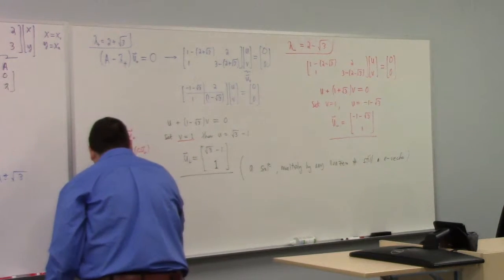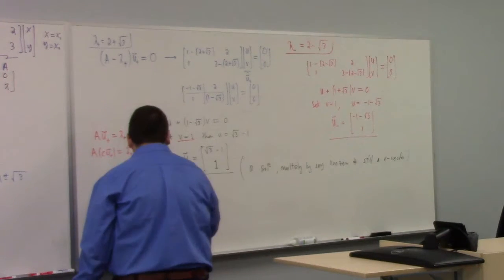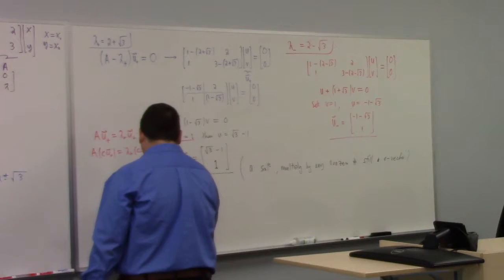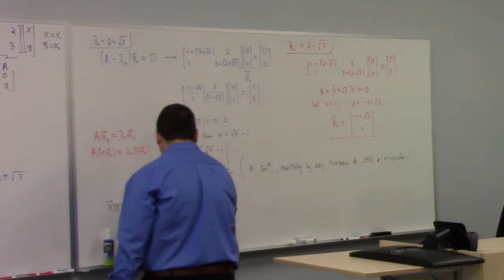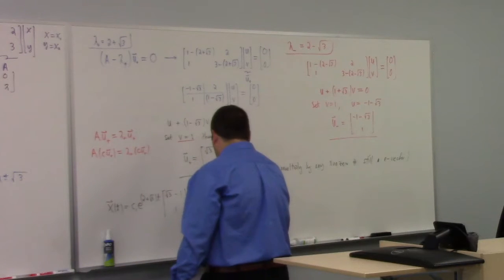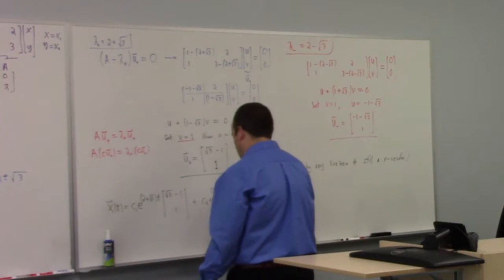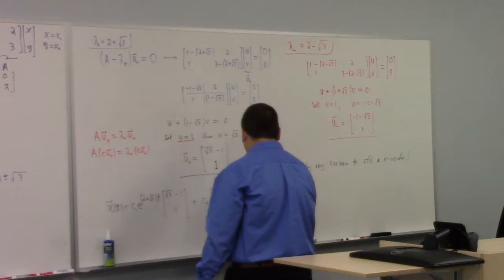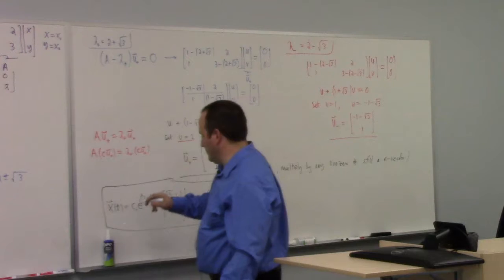So the solution then, x of t is c1 e to the what? E to the lambda plus, which was 2 plus root 3, times t, times the u1 vector, which is square root of 3 minus 1, 1, plus c2 e to the 2 minus root 3 t times the u minus vector, which we worked out to be minus 1 minus root 3, 1. There you go. That is the solution to this problem.